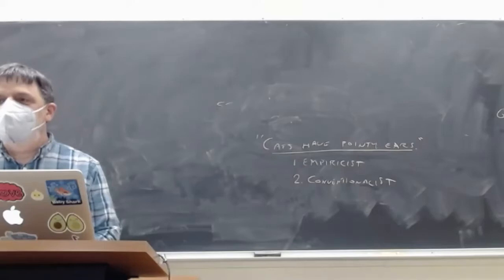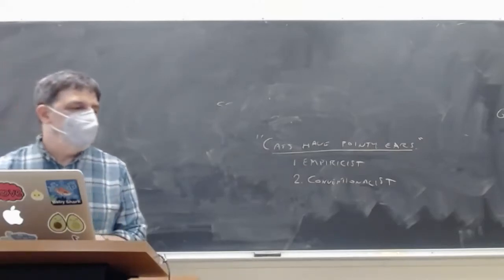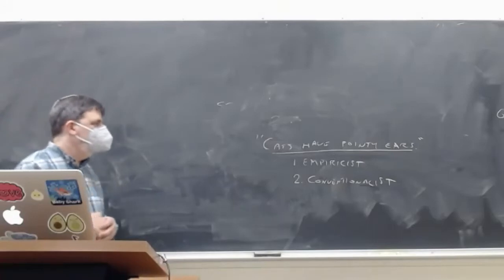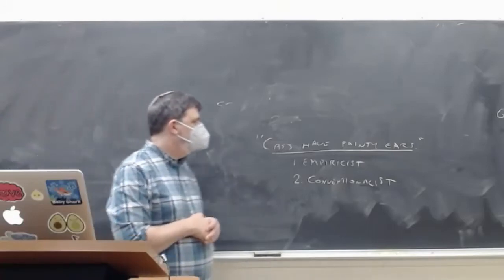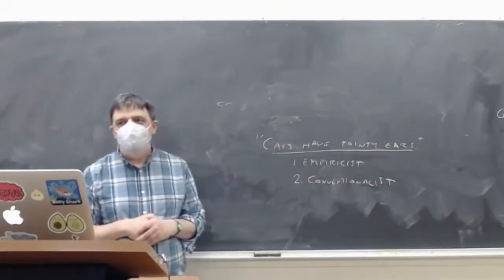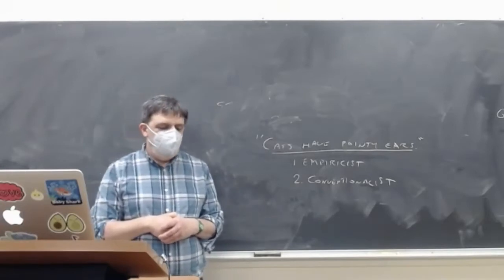Yeah. It seems like conventionalists would have a lot of problems dealing with specific situations that don't neatly fit the definitions of the universal terms. If my cat happens to not have pointy ears, then that's not a cat? I don't know, it just seems very dubious.